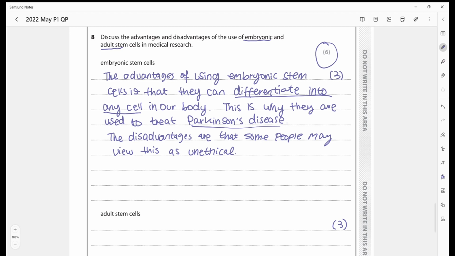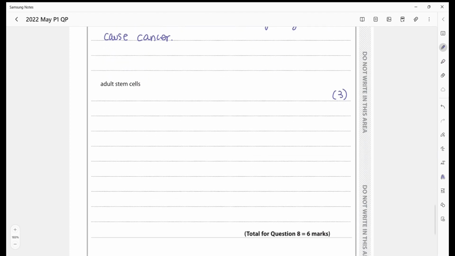Okay, another potential risk of using embryonic stem cells is that they may also cause cancer as well. All right, let's move on to the next part.